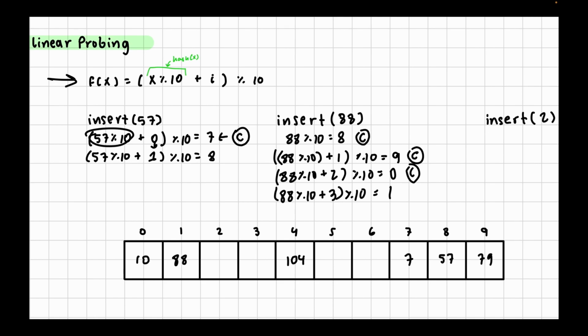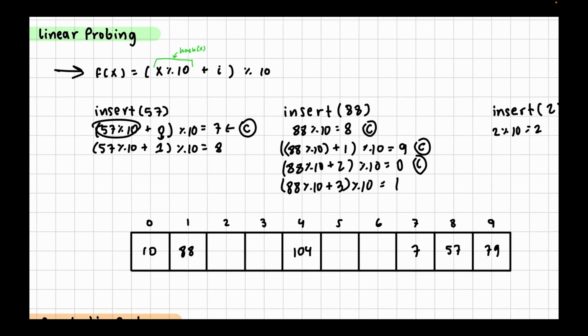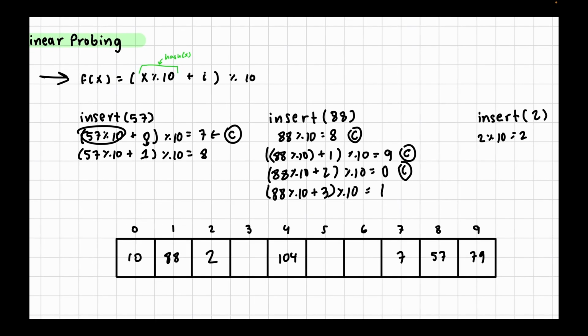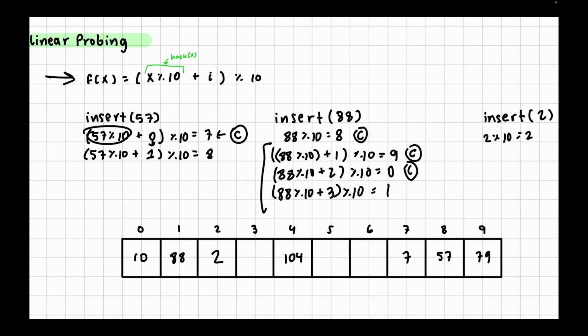We want to insert 2, so 2 mod 10, that's 2. We see nothing at index 2. So that's linear probing. As you can see, I was doing this pretty fast, because you don't even have to bother doing all of this. You can just do, let's say we want to insert 57, it's going to be the next one over. We want to insert 88. Well, at index 8, it's taken, 9 is taken, 0 is taken, 1 is not. So I'll insert 88 here, and then 2.